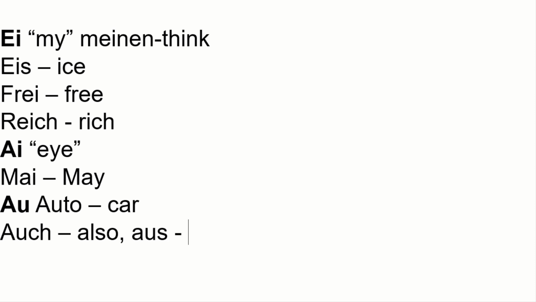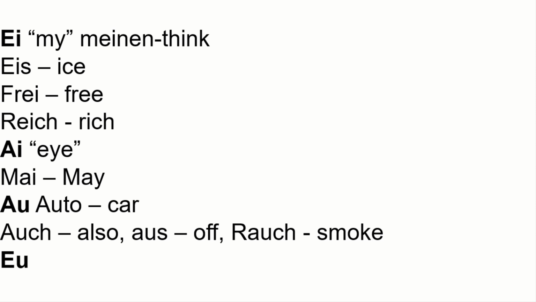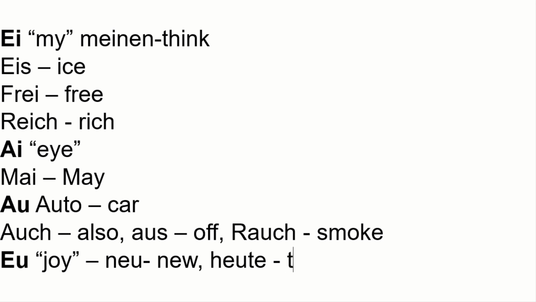Aus. It means off. And Rauch. It's smoke. Then, EU is pronounced like the last letters in the word joy. For example, neu. It means new. Or heute. It means today.